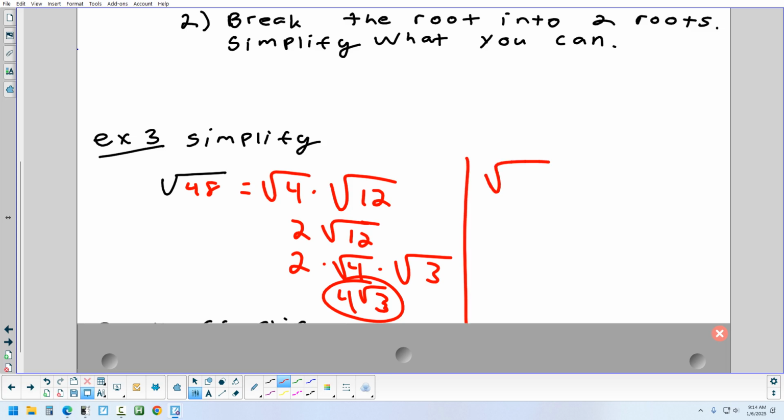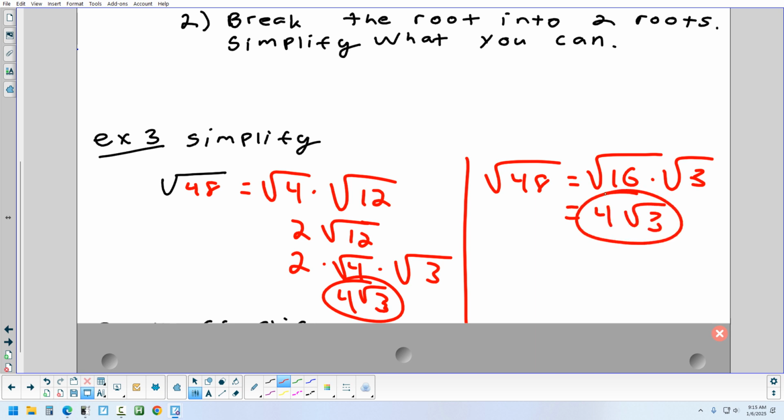Does anybody see how we could have done this one differently from the beginning and avoid having to do it twice? Does anybody see a bigger number that goes into 48 that we can take the square root of? 16 and 3. Yep. 16 times 3 is 48. And what's the square root of 16? 4. Yep. I don't know why my 3s are doing that. It's kind of weird. But you end up with the same result.